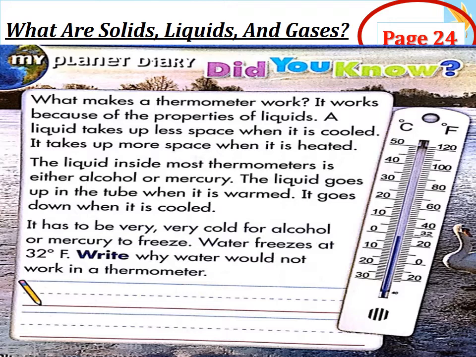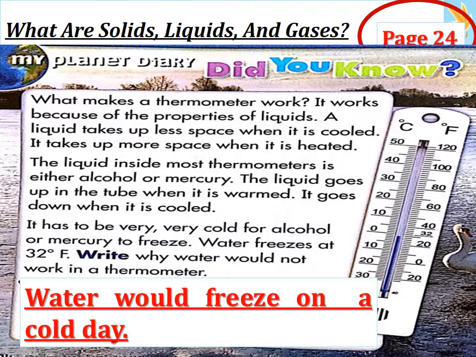Okay, now your task. Write why water would not work in a thermometer. Start thinking for your answer. Alright, students, let's see your answers. We have water would freeze on a cold day. The water would not work here inside the thermometer because there is a big chance that it will freeze. Great work. And if it freezes, what will happen? Again, what will happen? Okay, it would no longer move inside the tube or inside this thermometer. Very good.